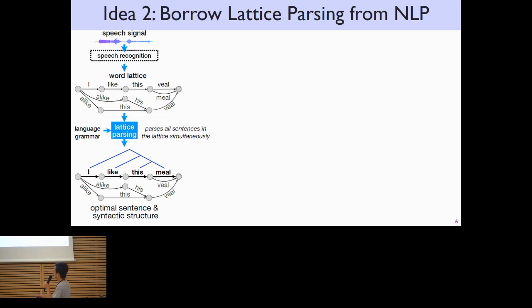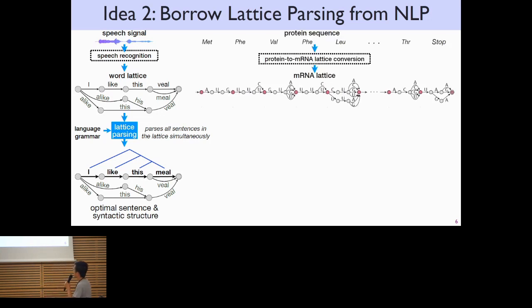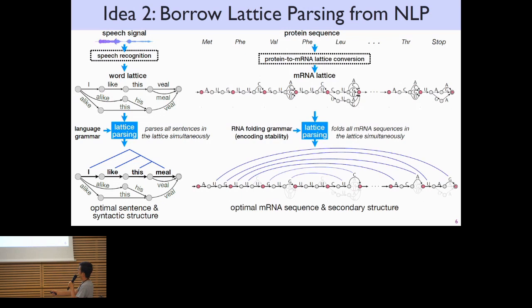So this is called lattice parsing, which does not enumerate any sequence, but it just jointly folds or parses all the sentences, exponentially many sequences together, in polynomial time. So we just use the same idea, except that we changed the English grammar into RNA folding grammar, which encodes stability or free energy. And then, of course, the input is the mRNA lattice that we just encoded. And using the same algorithm, which we invented back in 1961, 60 years before the pandemic, it was the exact same algorithm, just changed the input and grammar, you got the optimal mRNA sequence with the lowest free energy, that is most stability.